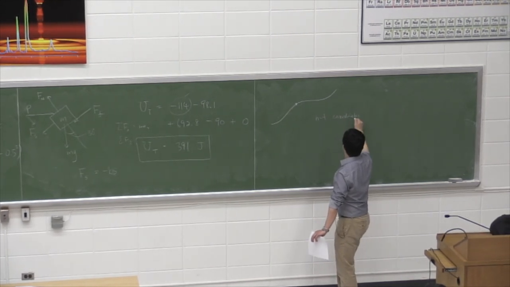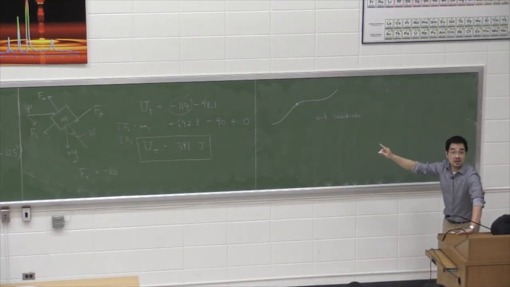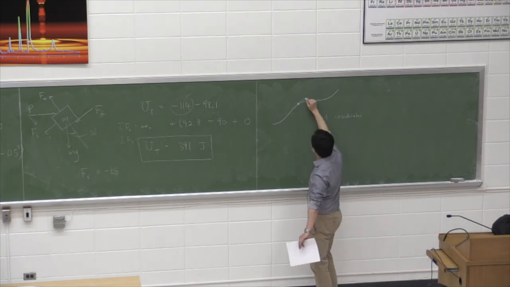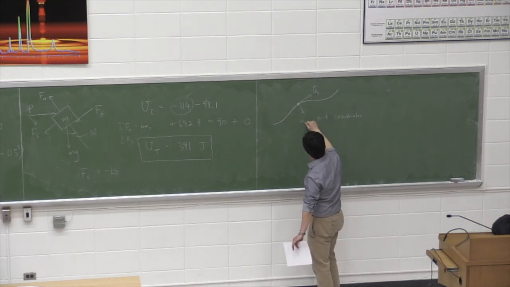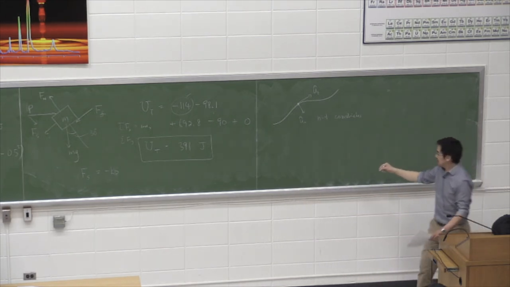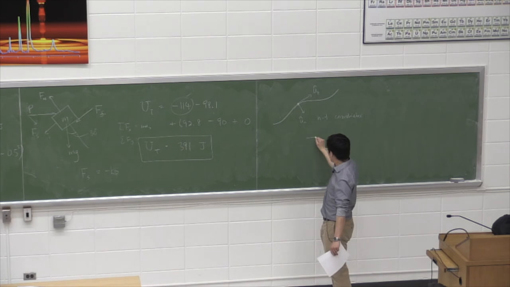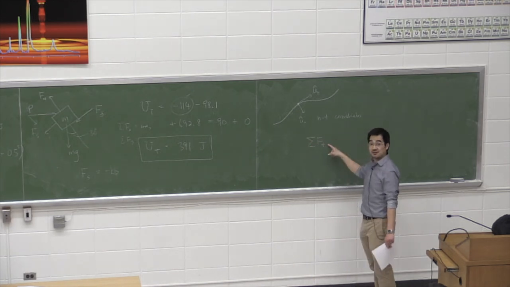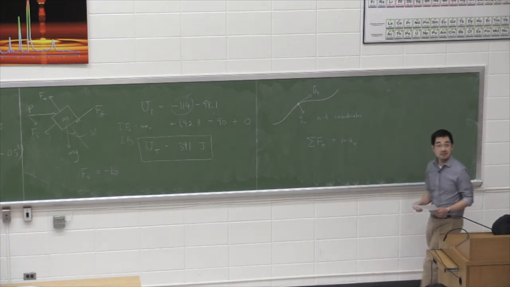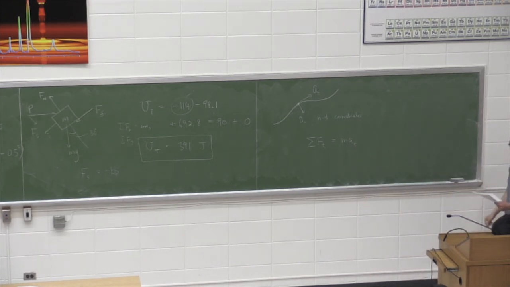So the idea is as follows. If a particle moves in curvilinear motion, the most ideal case is to use nt coordinates. Here's my ut, here's my un. And if this were the case, then what can we do? We can do the following. I could say that the sum of forces in the tangential direction should be mass times at. That seems reasonable.